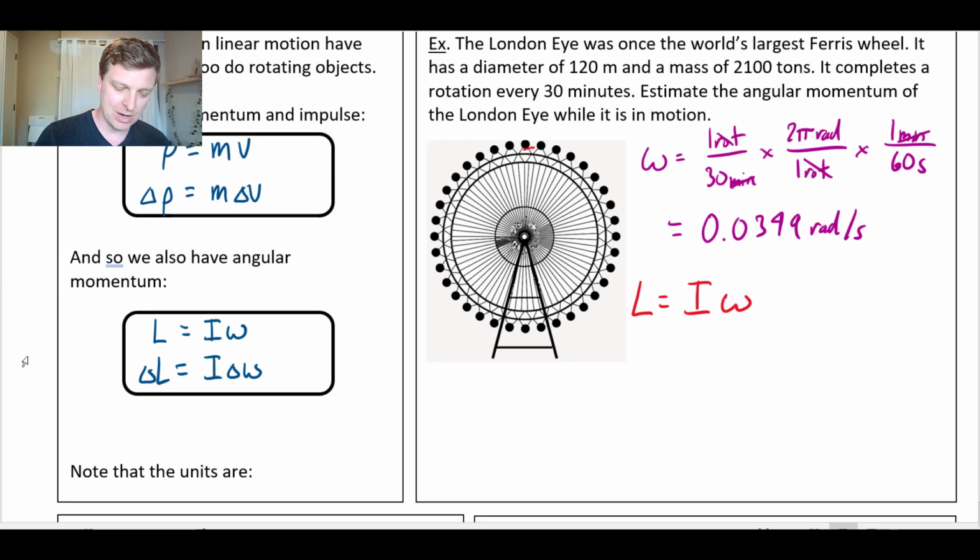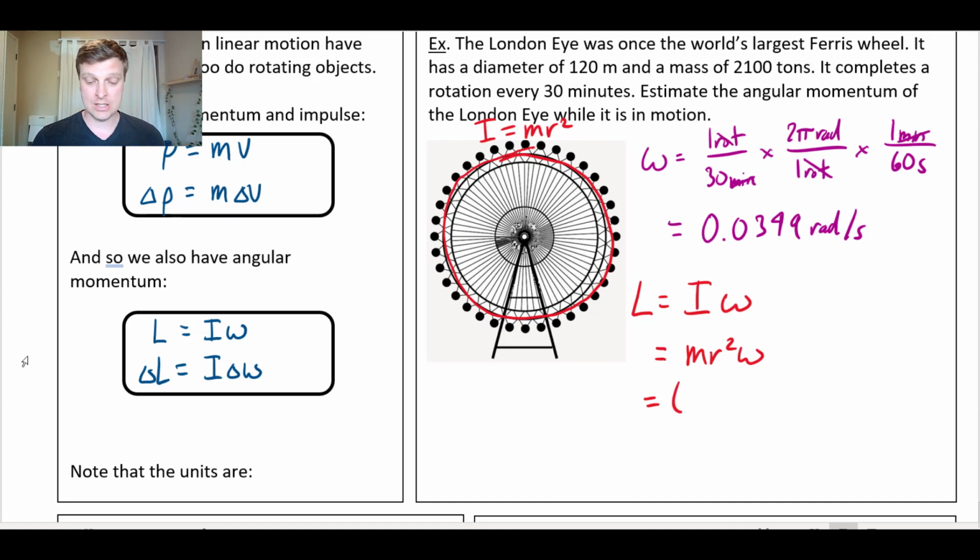the London Eye is just a great big ring, and that all the mass is spread around the outside. And so in that case, I'm going to make the assumption that the moment of inertia is just mr squared. That's going to simplify my life a little bit, and it's probably not a terrible approximation. So mr squared times omega, and then I just have to plug in my numbers.